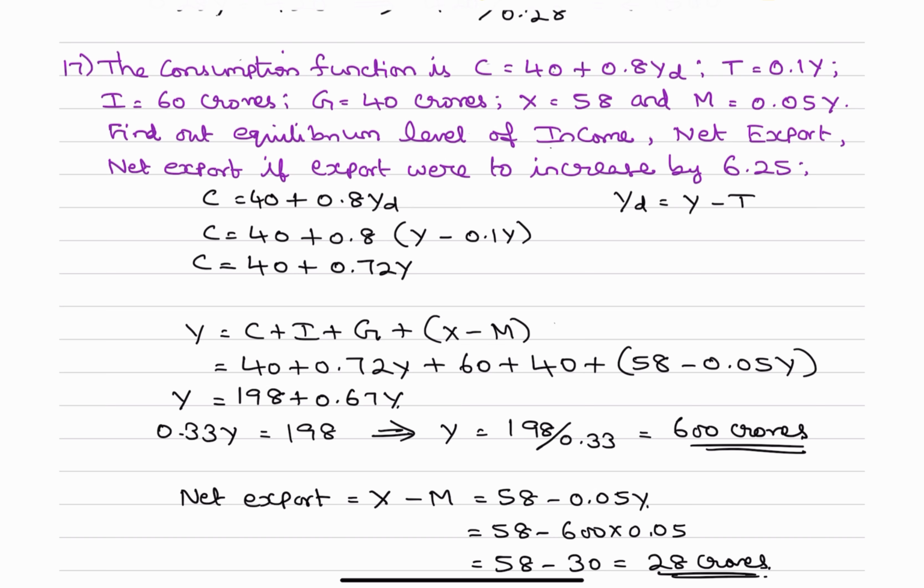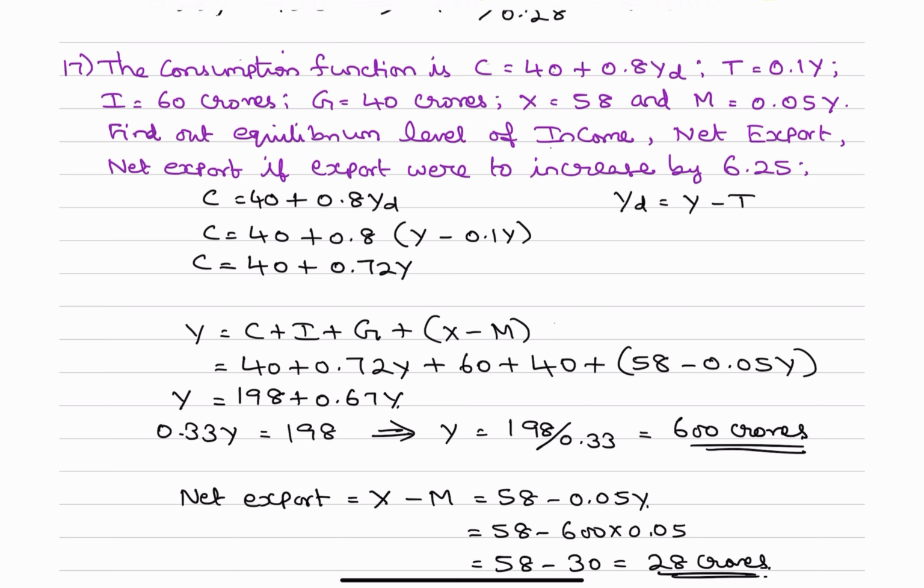The consumption function is C is equal to 40 plus 0.8 yd, T is equal to 0.1 y, I is equal to 60 crores, G is equal to 40 crores, X is equal to 58, and M is equal to 0.05 y. X is value of export and M is value of import. Here the value of the import is given as a proportion to income level. Find out equilibrium level of income, net export. And the net export if export were to increase by 6.25.